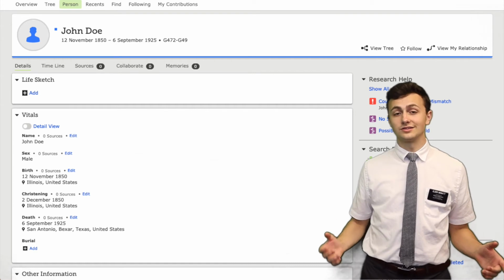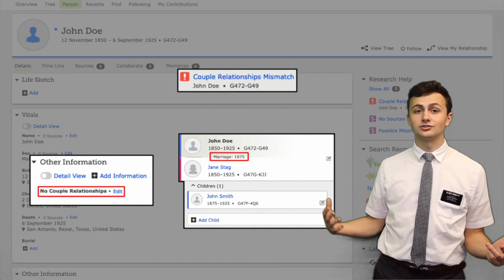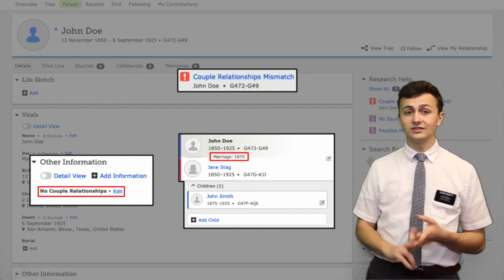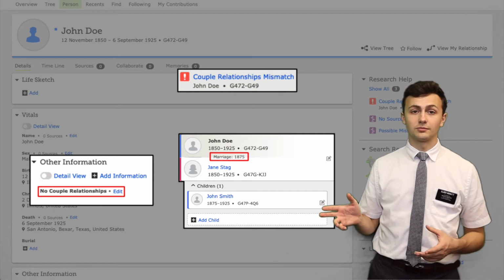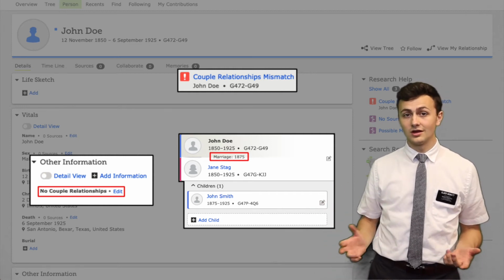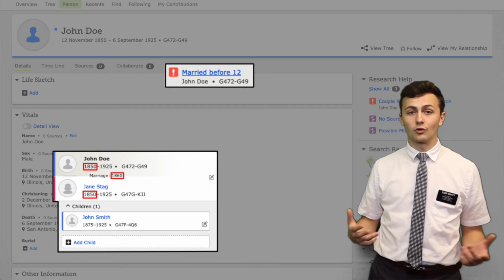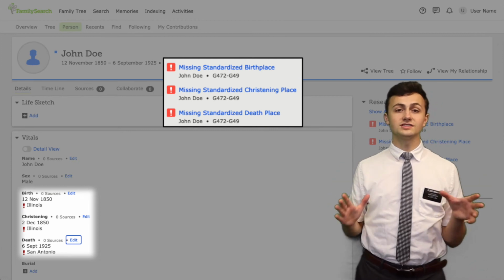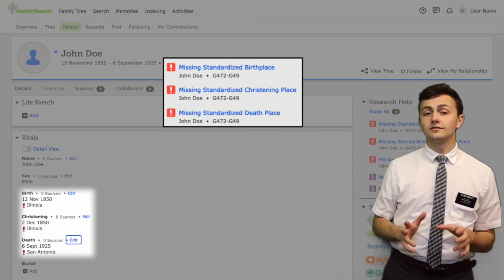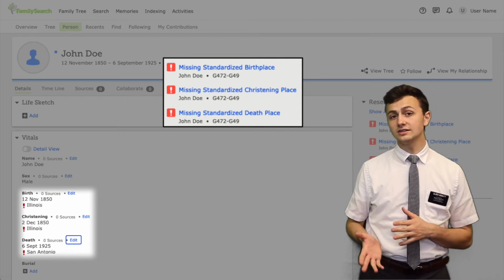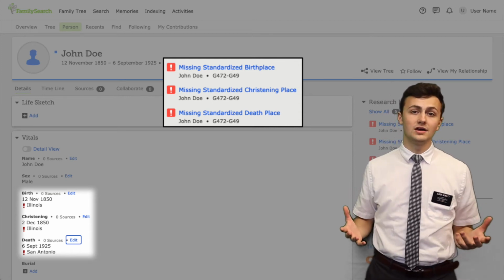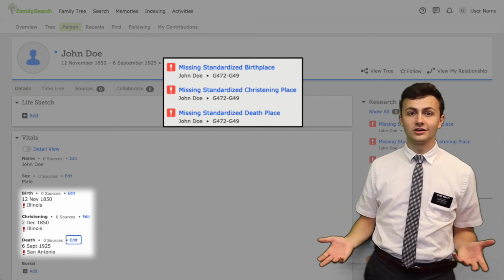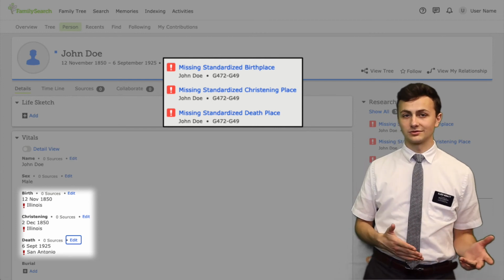The next set is marriage information, starting with a marriage mismatch. This is when you have a couple either married or living together, but they have a fact in their profile saying that they were never married. And we have married before 12 years old, which can be dismissed. After that is missing standardized date or place. Family Search likes to have its dates and places in a specific standardized format that makes it convenient for searching. So this one is pretty easy to resolve, and we talked about that in a previous episode.